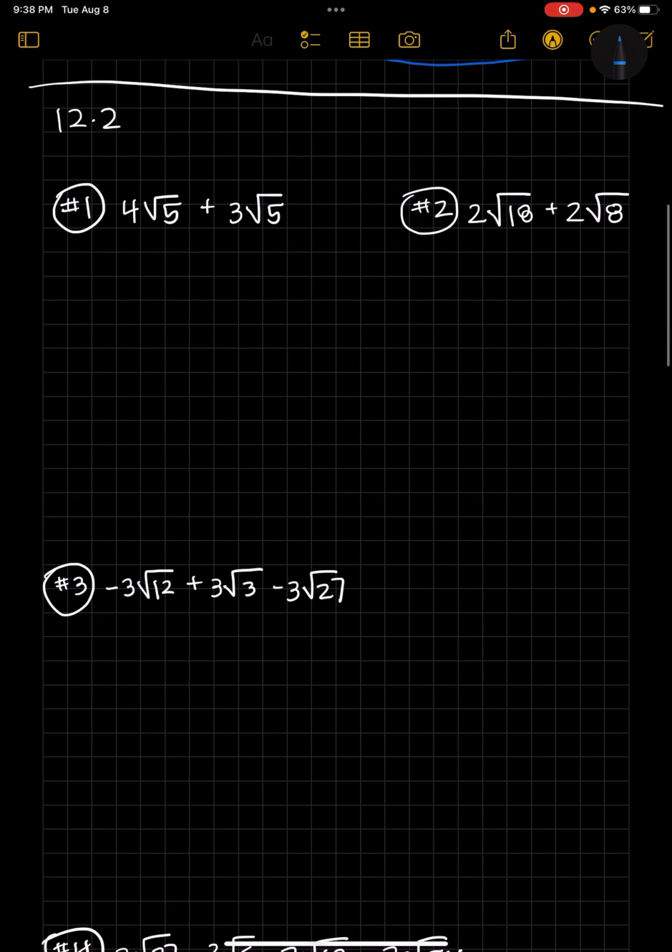Now, the rest of these self-checks are adding, subtracting, multiplying, stuff like that. But you're still going to have to use what you learned in 12.1 for a lot of these. So 12.2 is all about how to add and subtract square roots. In order to add and subtract square roots, you need to have the same thing on the inside of the square root.